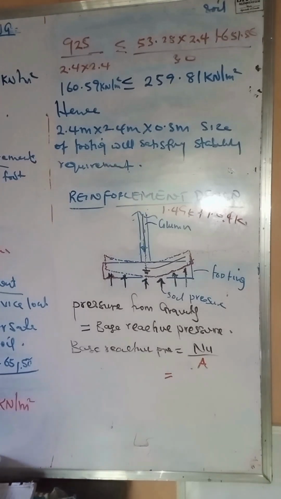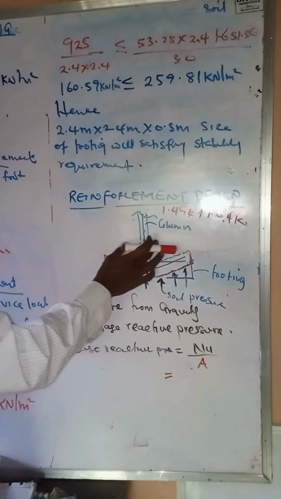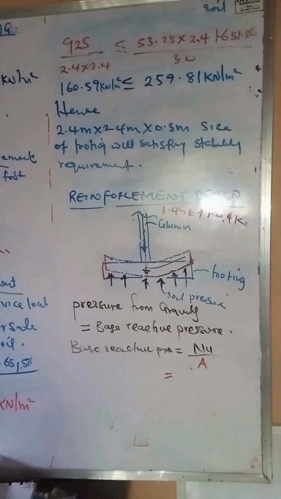But in some cases, we might have what we call an eccentric column, a situation whereby the column is placed at an eccentricity from the centroid of the surface of your footing. In that case, you are going to have some level of variation in terms of your base reactive pressure. Okay, so let's do this. We'll come to that when we are treating eccentric column.